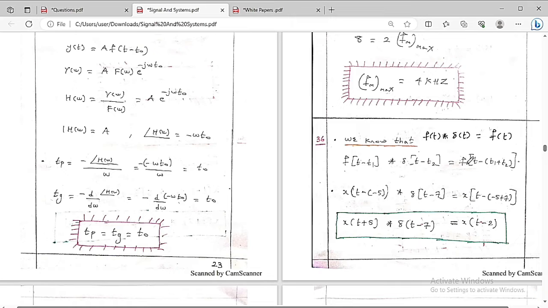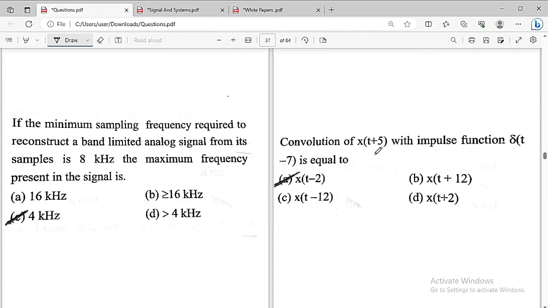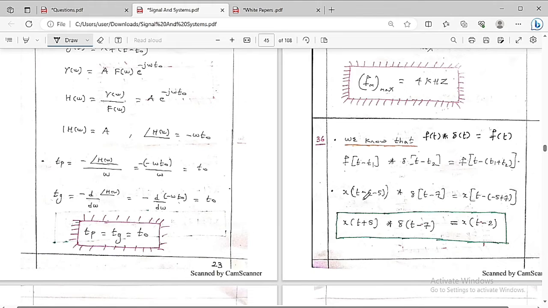So if f of t convolution of delta of t is equal to f of t, then f of t minus t1 convolution of delta of t minus t2 is equal to f of t minus of t1 plus t2. So by using this formula, we are going to solve this question. What they have given is x of t plus 5, so I can write x of t minus of minus 5, convolution of delta of t minus 7. That is nothing but x of t minus of minus 5 plus 7. Minus 5 plus 7 is plus 2, so t minus 2.